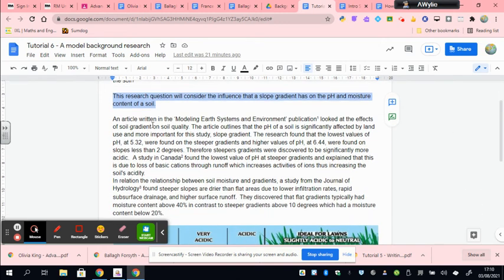So in the first one, they go straight in. They say an article written in Modeling Earth Systems and Environment publication looked at the effects of soil gradient on soil quality. Now, before we look at what they've discovered, you'll notice there's the little citation mark. In the previous chapter, we had a number 1 with little brackets around it. Now, by the way, if that is not your first citation, if this is like your 5th one, maybe you've already done 4 in previous chapters, that shouldn't say number 1, that should say number 5. Okay, so each time you do a little citation number, it should be 1 higher than the previous one.